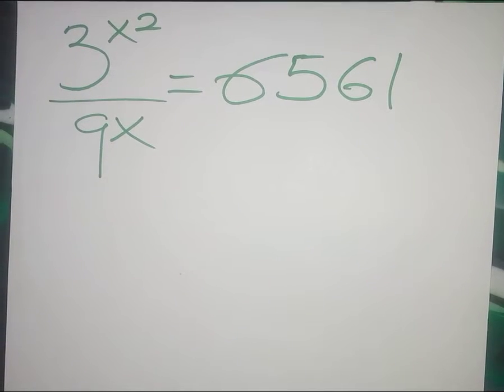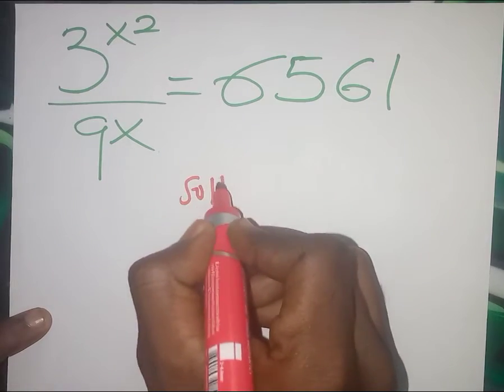Hello everyone, in this video we have an exponential equation. We are going to use a quick and easy method to solve it. It says 3 exponent x squared divided by 9 exponent x being equal to 6561, and let's look at how we can solve this exponential equation.